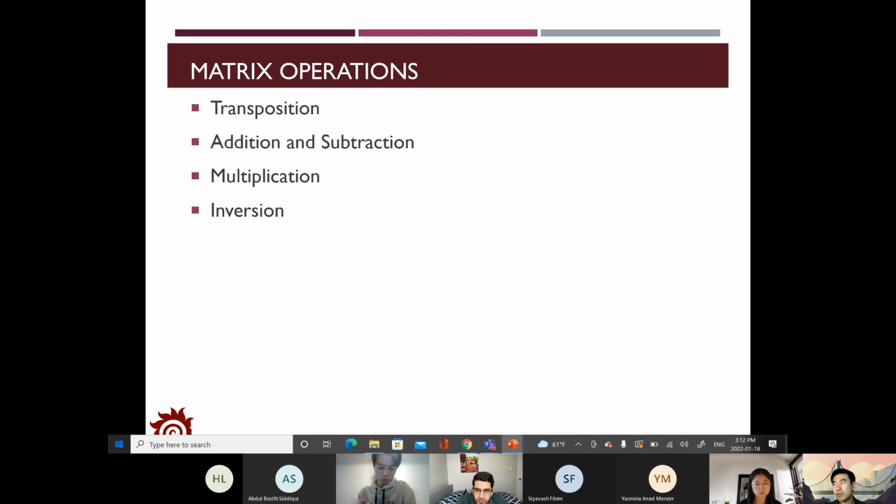With respect to the operations of matrix, we have the transpose, the addition and subtraction, the multiplication, and the inversion. So I'll go through those 4 operations one by one.